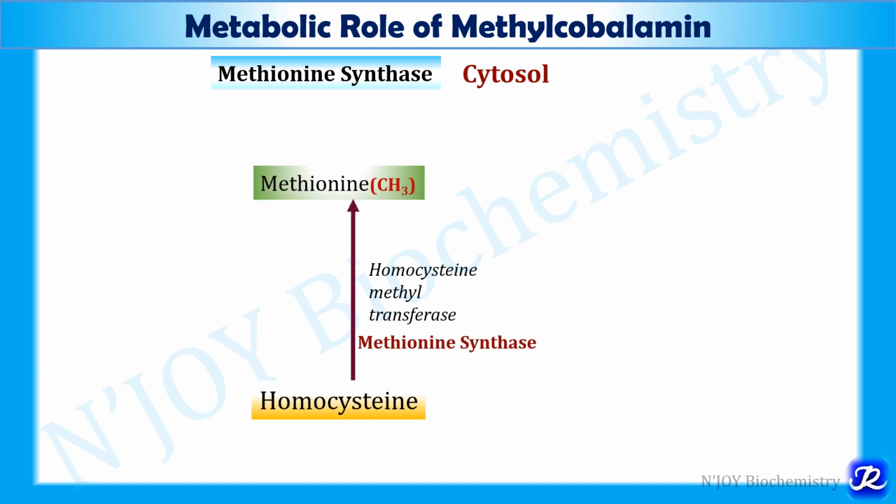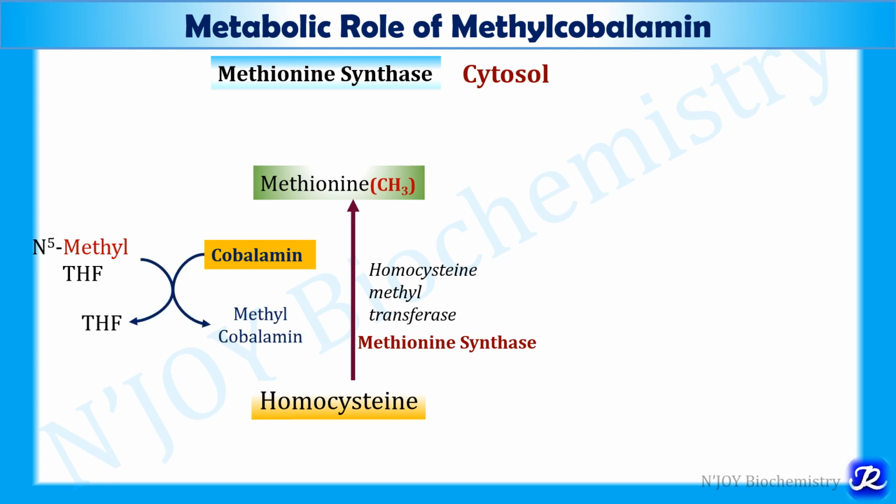Methionine is formed from homocysteine by the action of enzyme methionine synthase, which is also called as homocysteine methyltransferase. This reaction requires folate as well as vitamin B12, that is methylcobalamin. Now the methyl group is donated by this N5-methyl tetrahydrofolate to the cobalamin, and now this cobalamin becomes methylcobalamin, and N5-methyl tetrahydrofolate is converted to tetrahydrofolate, which is utilized in the 1-carbon pool. Now from this methylcobalamin, methyl group is given to homocysteine, and now homocysteine becomes methionine.